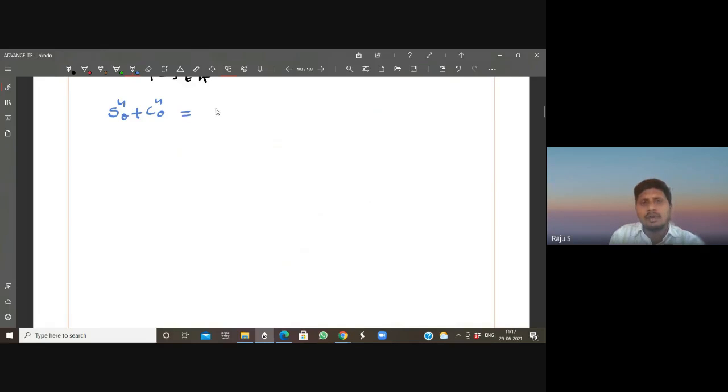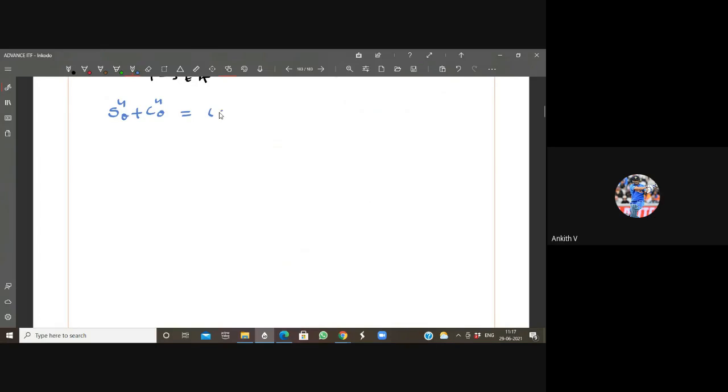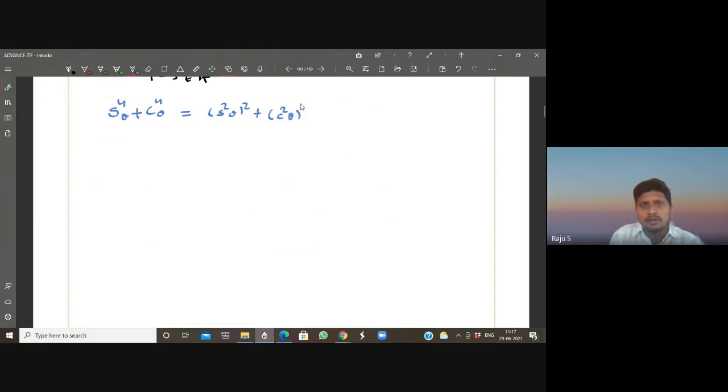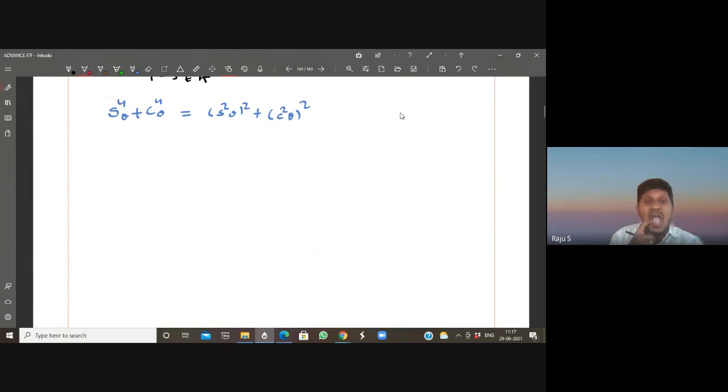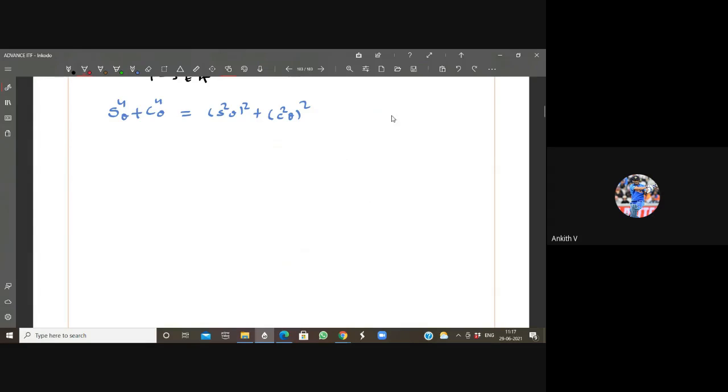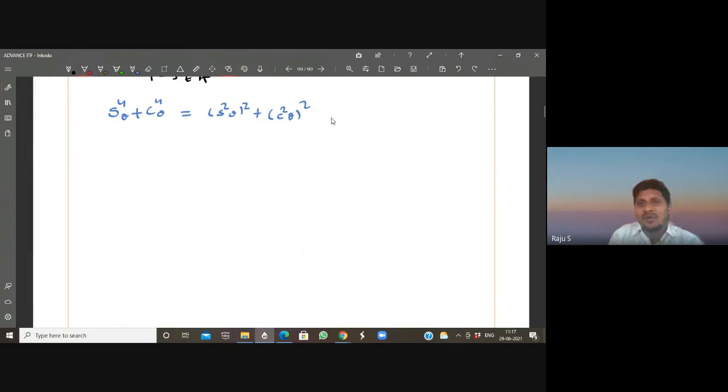This is equal to: first take sin square theta whole square plus cos square theta whole square. Then it will become 1, sir? No, it should not equal 1. It is not sin square theta plus cos square theta whole square; it is just sin square whole square plus cos square whole square. It should not become 1.